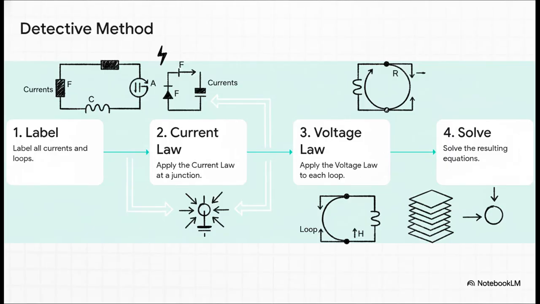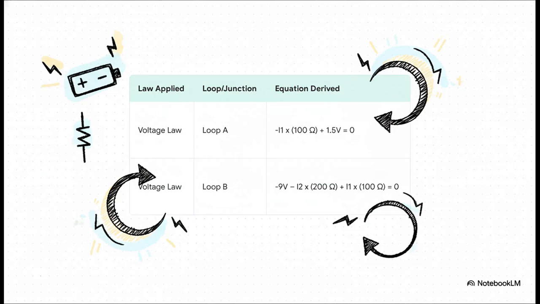The absolute key here is to be systematic. So first, we're just going to label everything. We'll make a guess on the direction of the currents, and we'll label our loops. Then we apply Kirchhoff's laws to turn this picture into a set of algebraic equations. And finally, the fun part, we solve those equations to find what we're looking for. And this is where the magic really happens.